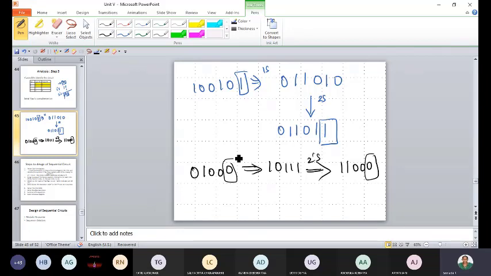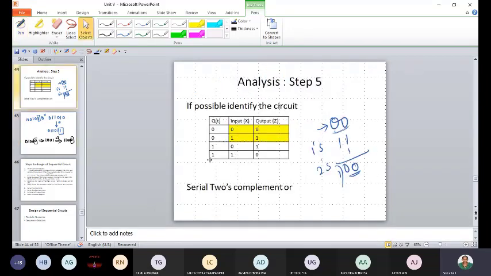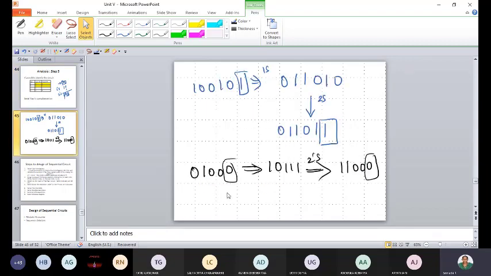Okay, this is for the example here. When my present state is 0, when my input is 0 and 1, I'm getting the same output. Input is either 0 or 1, I'm getting the same output, 0 and 1, when my present state is 0. This is one such example of a 2's complementer.